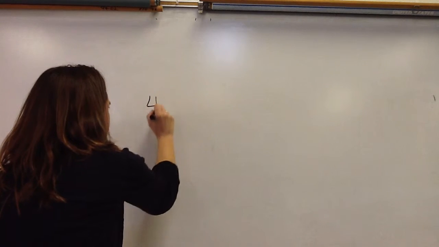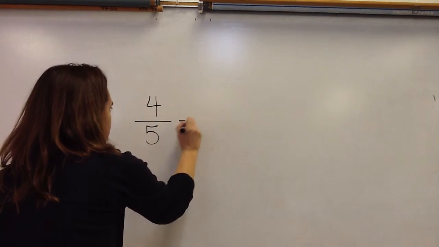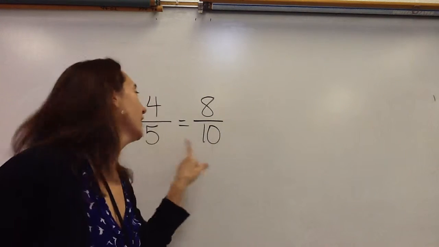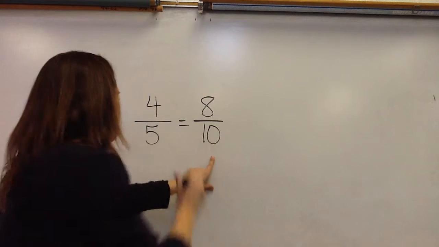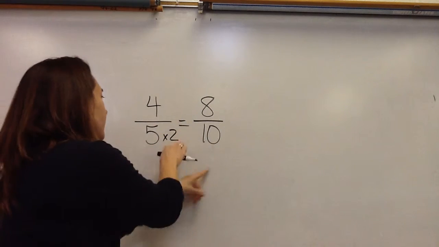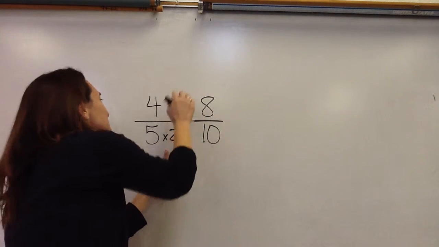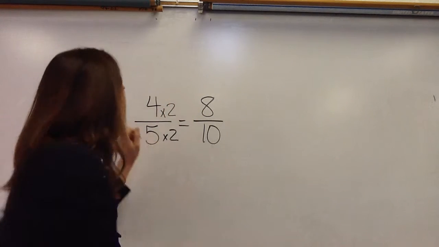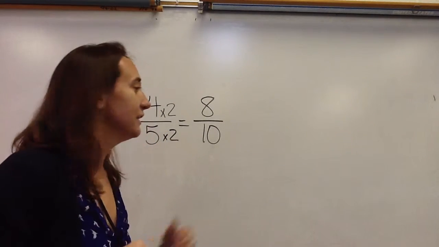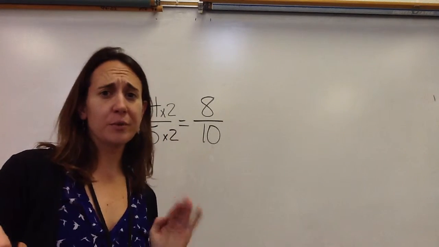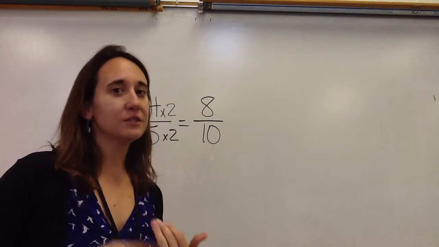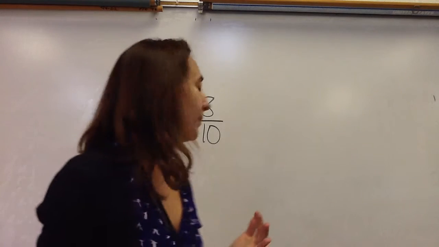We said that 4/5, make sure you're writing this down, was equal to 8/10. How many times does 5 go into 10? 2 times, because 5 times 2 is 10. Whatever we do to the denominator, we must do to the numerator. 4 times 2 is 8. So, as you can see, you saw it visually with your fraction bars, and now you see it mathematically as well.